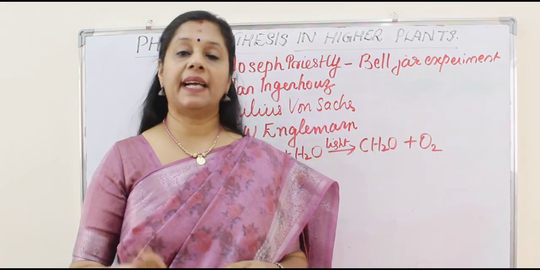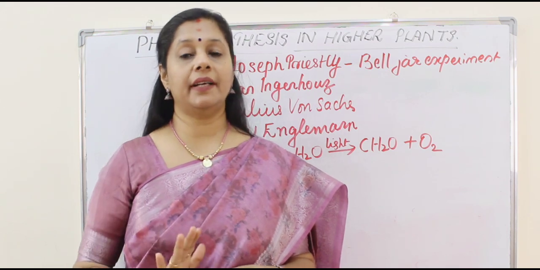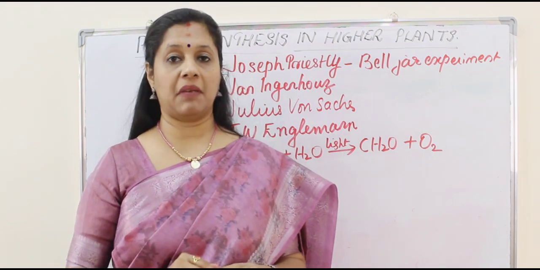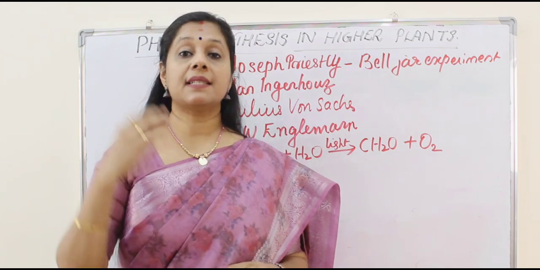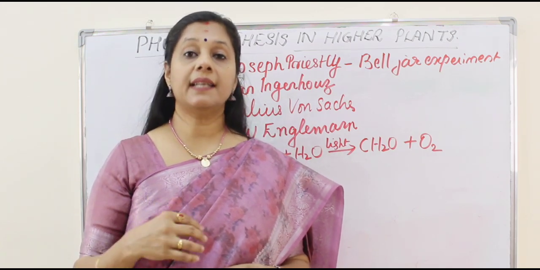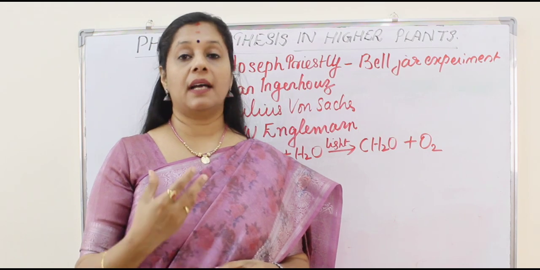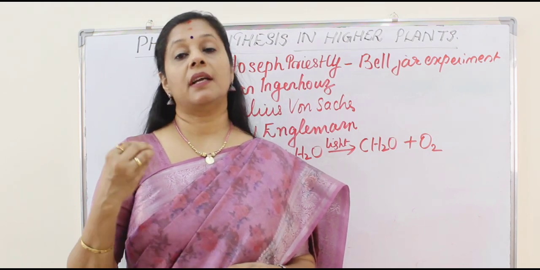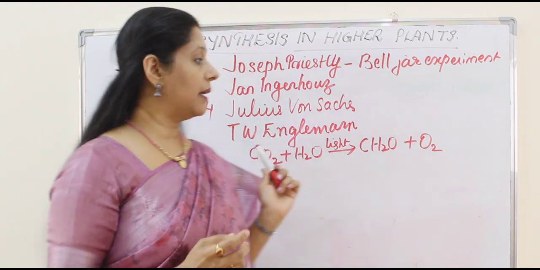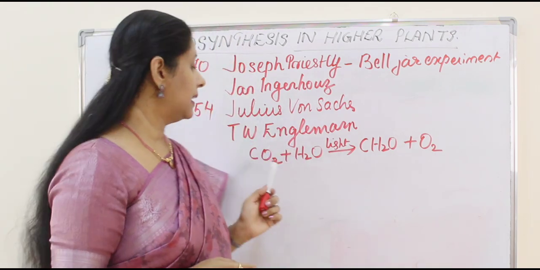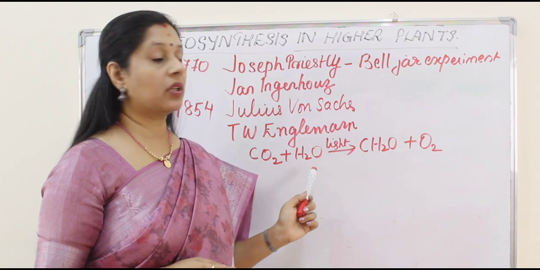By the middle of the 19th century itself, we got an overall idea about photosynthesis, what is happening in plants. They understood that plants utilize sunlight, and in the presence of sunlight they make glucose or carbohydrate using inorganic substances like carbon dioxide and water. Based on this, the empirical formula also they formulated, that is carbon dioxide combines with water in the presence of light to form carbohydrate.